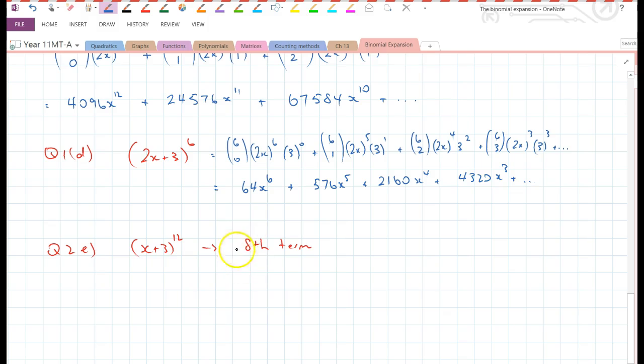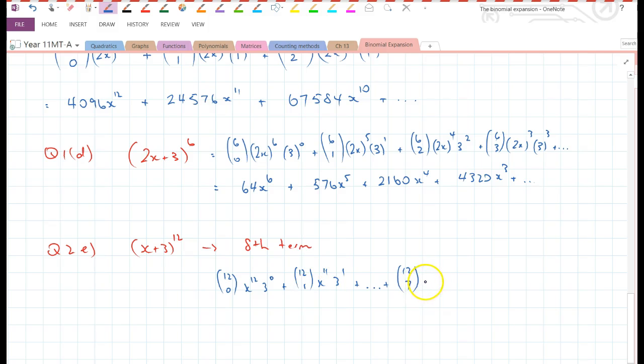So if we started to write these out, we would have the first term is 12c0, x to the 12, 3 to the 0. Right? Second term is 12c1, x to the 11, 3 to the power 1. So what's my 8th term going to be? My 8th term is going to be 12c7, isn't it? Sorry, I should put a dot, dot, dot in there because that's not the next term. This is my 8th term here, 12c7. Right, because that's the first, that's the second.